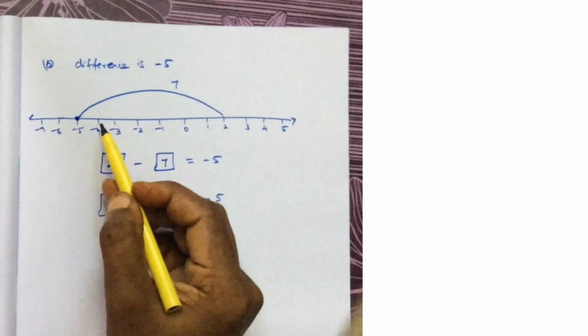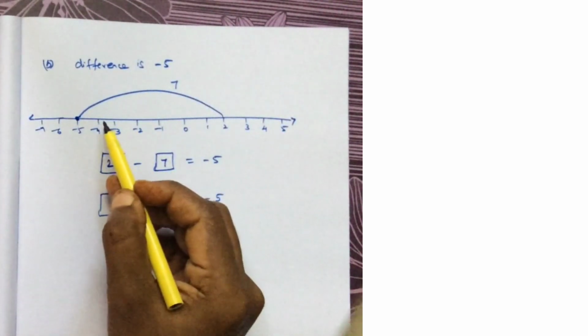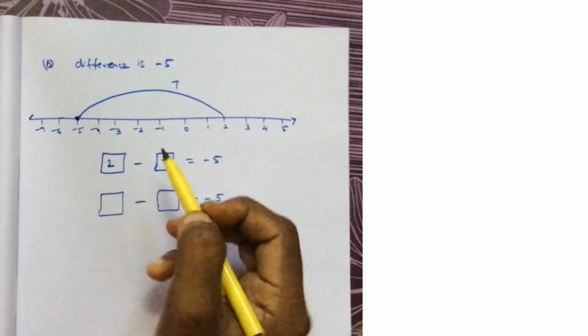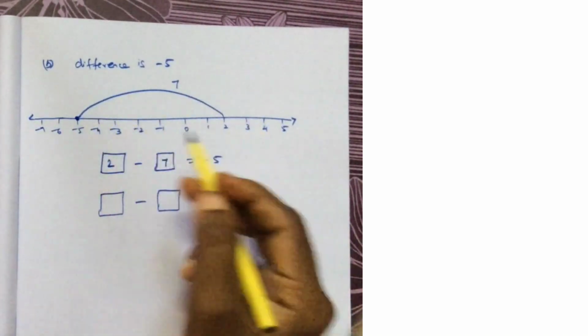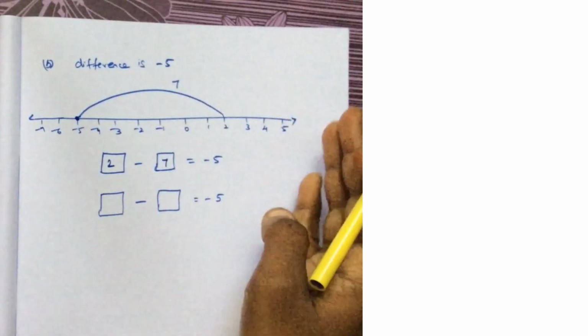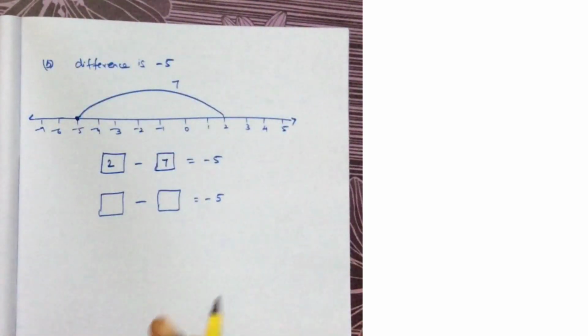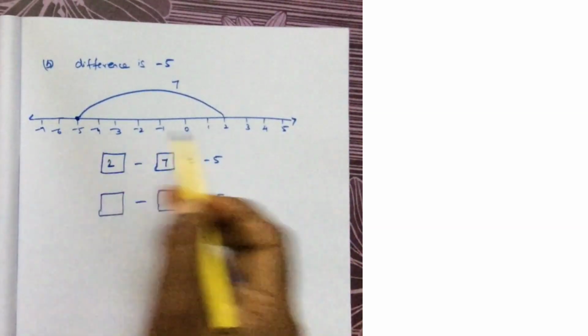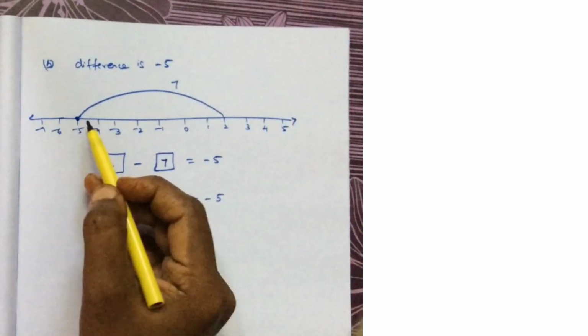I can start from here, minus 4. If it is minus 4, it is minus 4 minus 1. It is minus 3, it is minus 2. So you can start from any number after minus 5, and you are moving left. So instead of this, here I start from 2. So minus 5 is here.